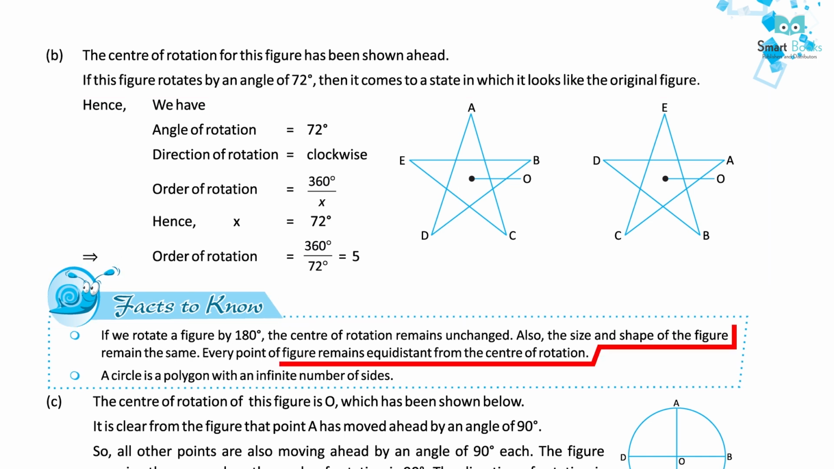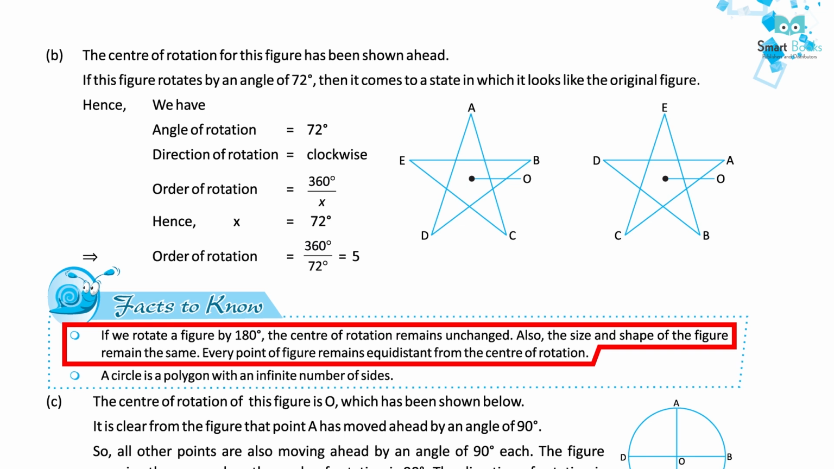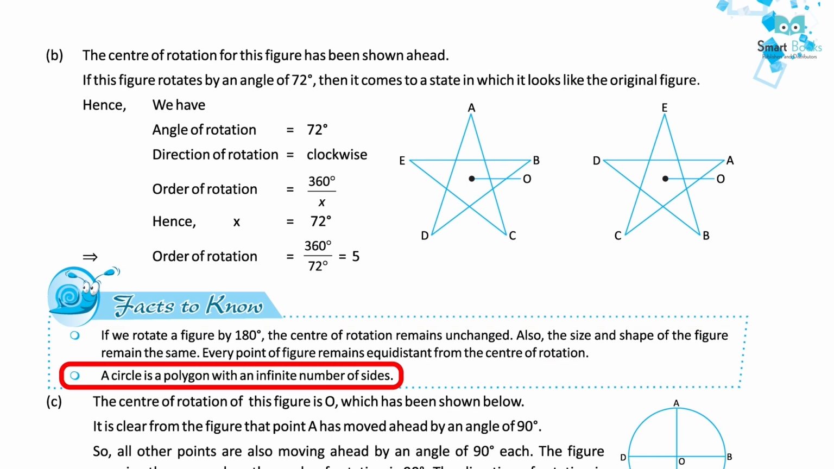Facts to know. If we rotate a figure by 180 degrees, the center of rotation remains unchanged. Also, the size and shape of the figure remain the same. Every point of the figure remains equidistant from the center of rotation. A circle is a polygon with an infinite number of sides.